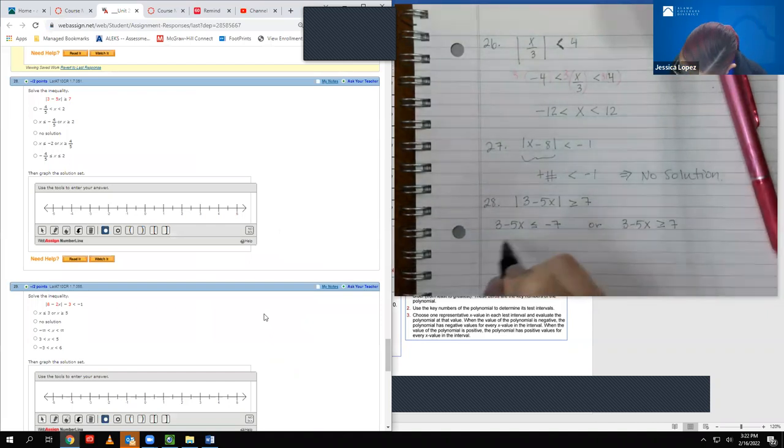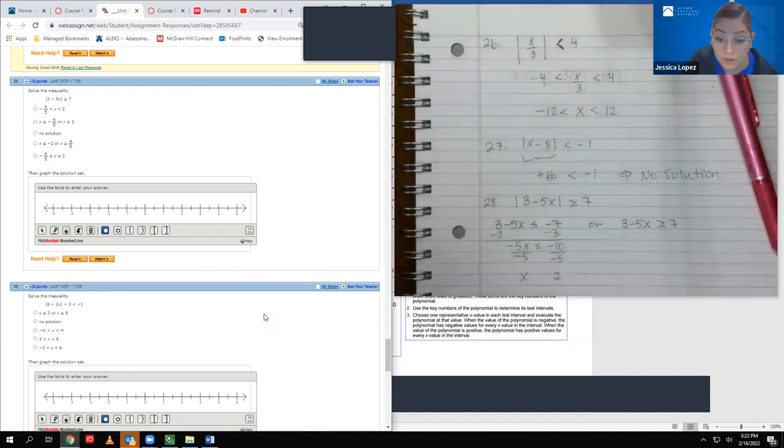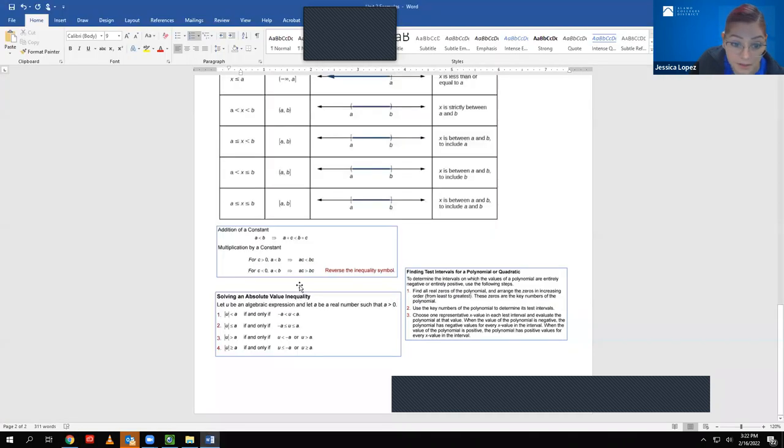So let's see, it's linear. So I'm going to minus 3. I get negative 10. And I'm going to divide by negative 5. I get x and positive 2. But notice here, it says here, if I multiply, and division is multiplication. It's just multiplying by the reciprocal, okay?